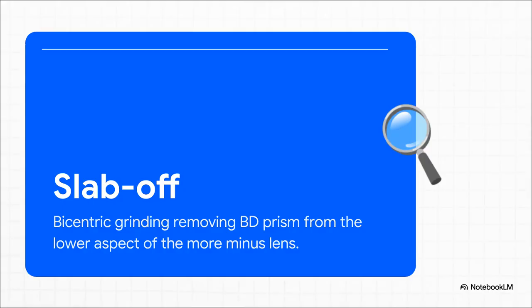So what's our solution? The absolute highest yield board answer for this induced vertical phoria is bicentric grinding, specifically a technique known as slab-off. Slab-off literally involves removing lens material from the lower aspect of the lens, and by doing so, you are effectively removing base-down prism. Here is your permanent memory anchor for the boards. Write this down. Slab-off always goes on the more minus lens. Say it with me. Slab-off, more minus. This is hands down the most satisfactory method to save your anisometropic patients from horrible double vision at near.